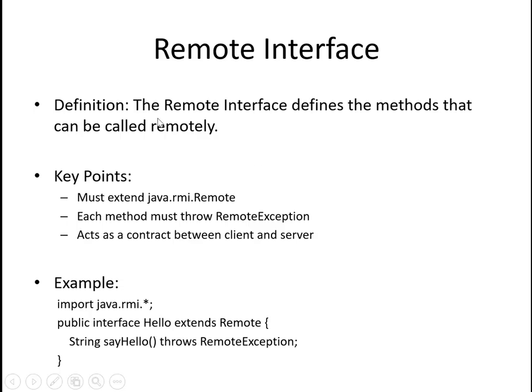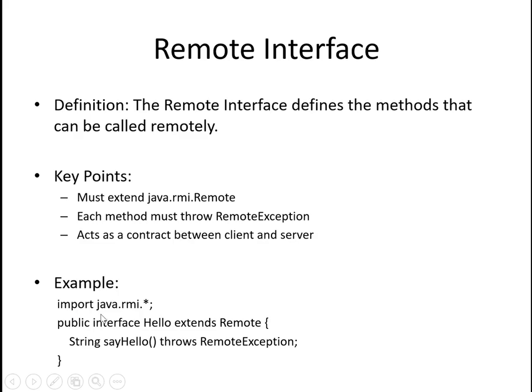So look here. What does remote interface mean? A remote interface is a special interface which has methods that can be called remotely, and it's like the list of jobs to be done by the assistant. Look here, these are the key points to keep in mind whenever you are implementing the code. This is a sample code for the remote interface.